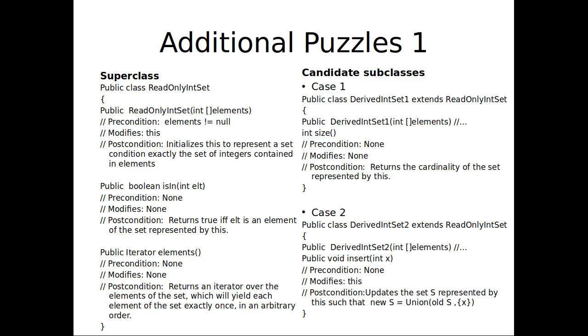Okay, so here we have a read-only inset on the left, and here we have two candidate subclasses. And the question is, do they adhere to the Liskov substitution principle or do they violate it? So the read-only inset, basically you create it from a collection, an array. You give it an array of headers, okay? And here you can test, is an int in it? And you can iterate through it. Great.